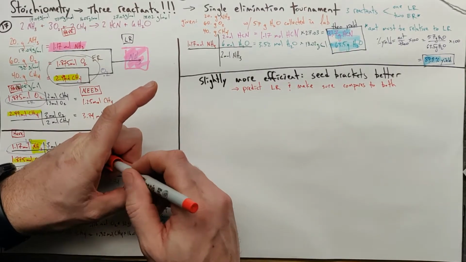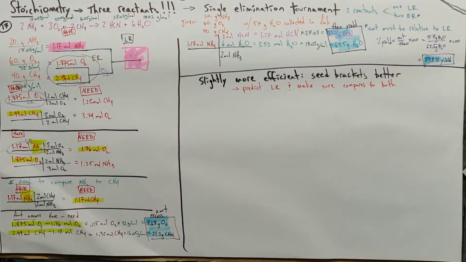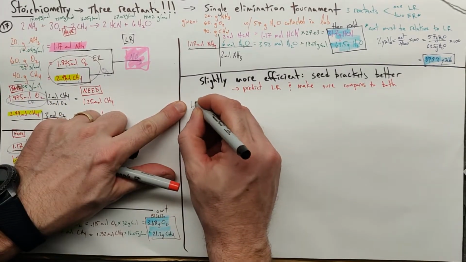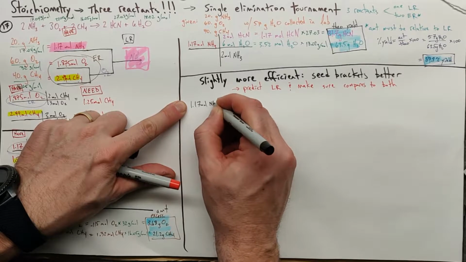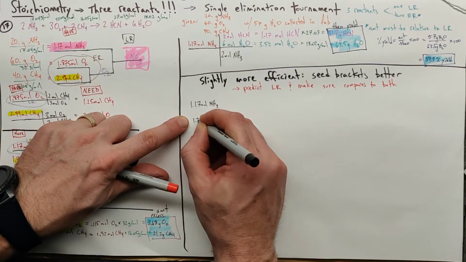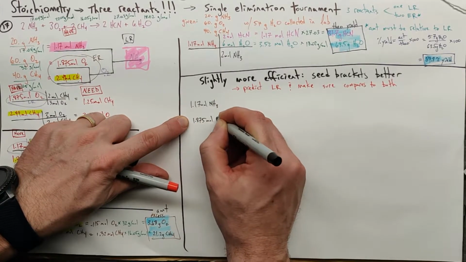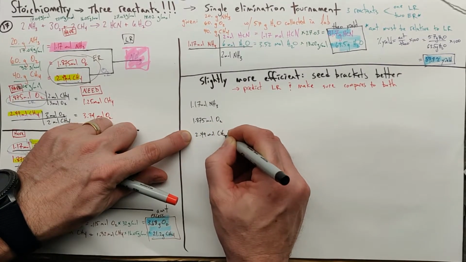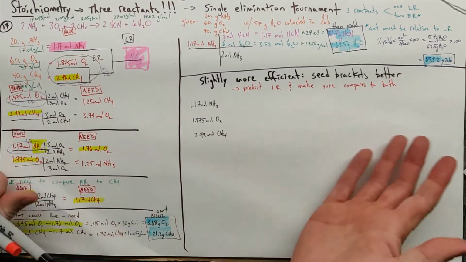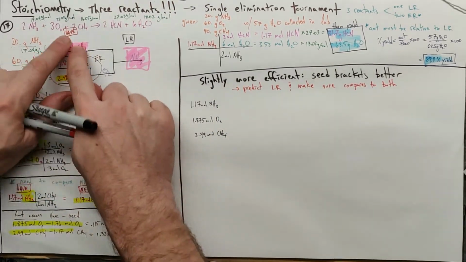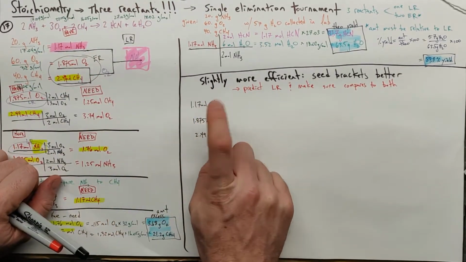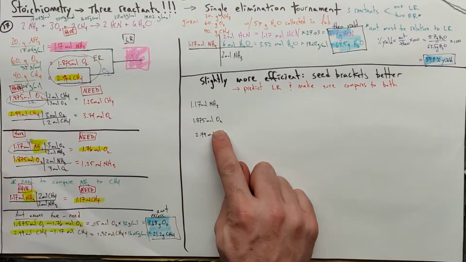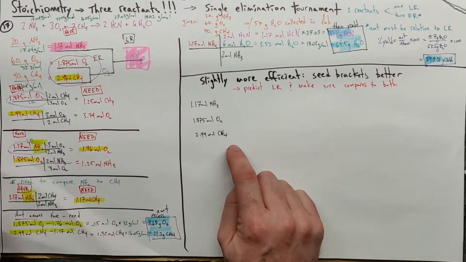So let's redo our bracket. I'm looking for my pen here. There we go. We've got our 1.17 moles of NH3, 1.875 moles of oxygen, and 2.49 moles of CH4. And from the previous problem, or from our horrible mental math earlier, we know ammonia is going to be the limiting reactant. So I want to make sure ammonia seeds into the most games in the bracket.